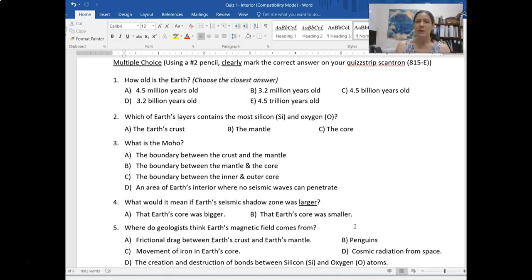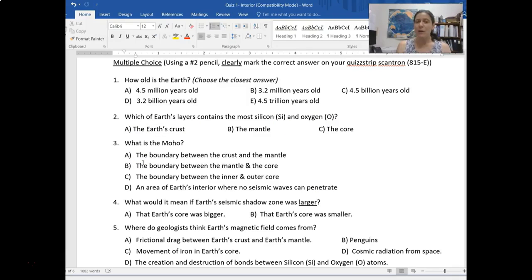Question number 2, which of Earth's layers contain the most silicon and oxygen? This actually went back to last week when we were talking about differentiation. So that layer that contains the most silicon and oxygen, hopefully you put the Earth's crust. Those are the lighter elements. They floated to the surface.